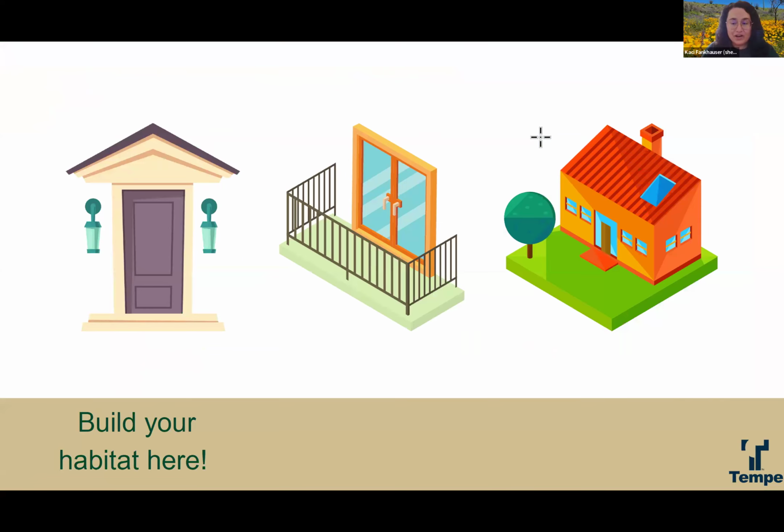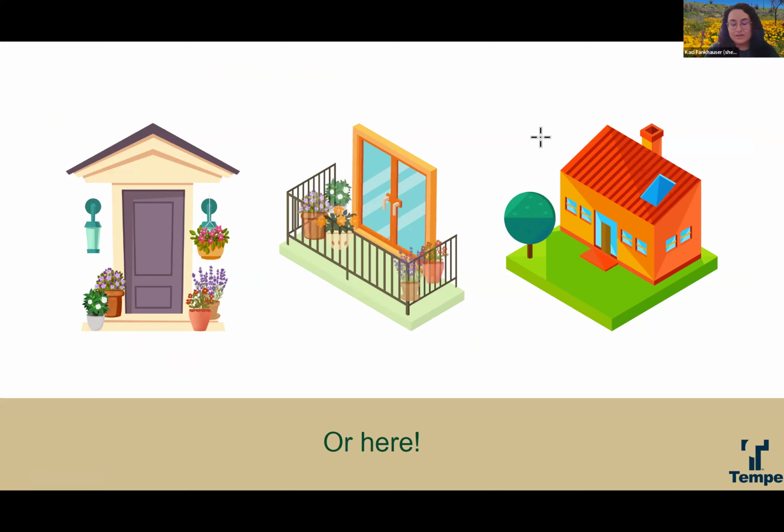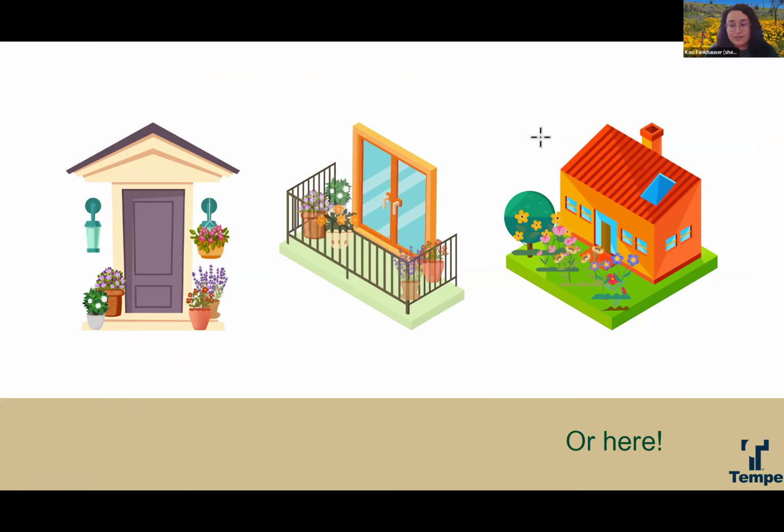And you don't actually need a yard, right? Like we're talking micro habitats. And so you don't need a ton of space to do this. You can build your habitat on your doorstep. You can build your habitat on your balcony or on your patio. And if you do have a yard, you can build it in your yard.